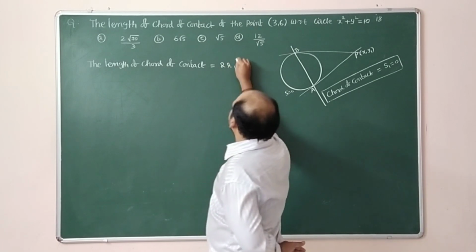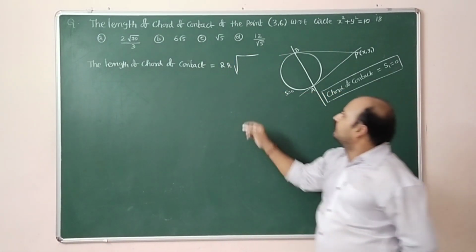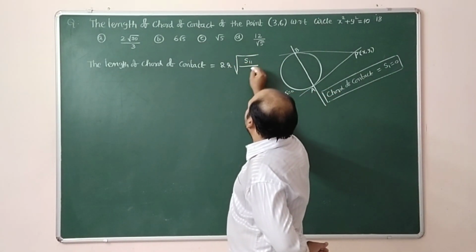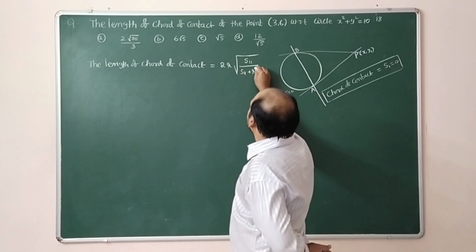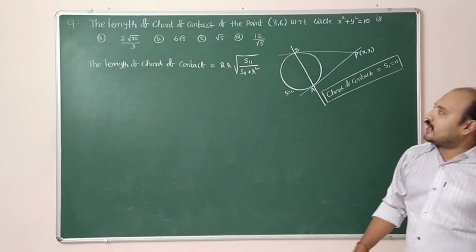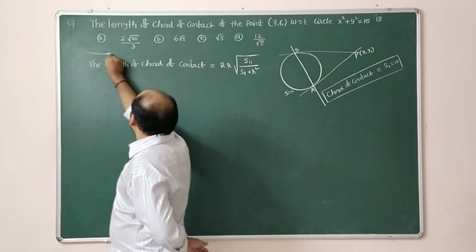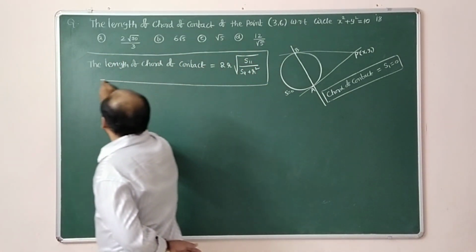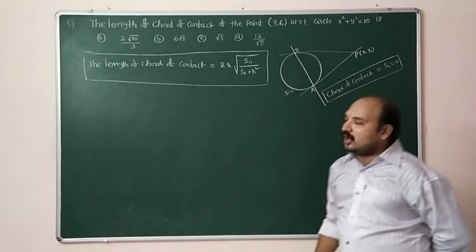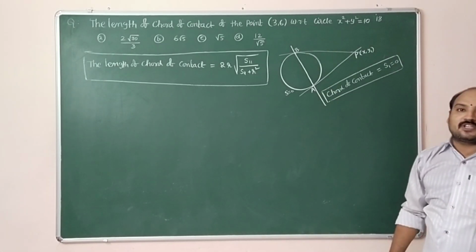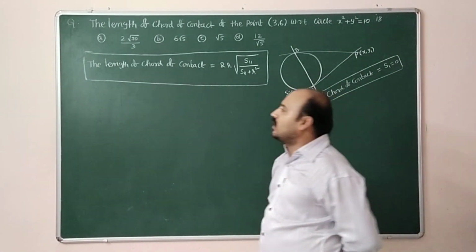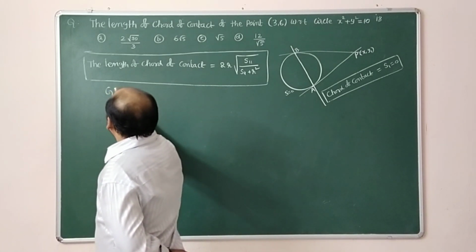Length of chord of contact equals two times the radius into the square root of S11 divided by S11 plus R square. This is the formula to calculate the length of the chord. So to calculate this length of chord, we need to calculate the radius of the circle as well as the power of the point, S11.